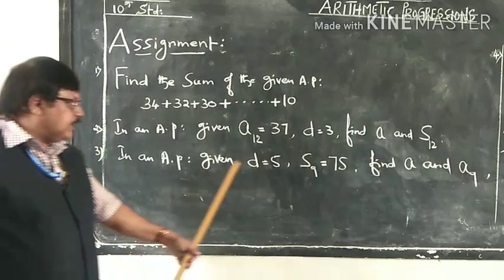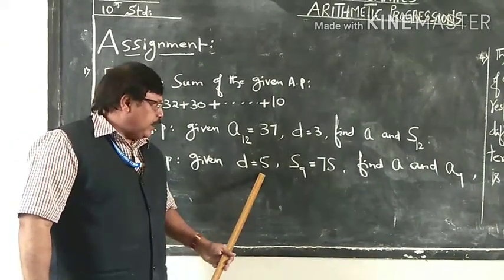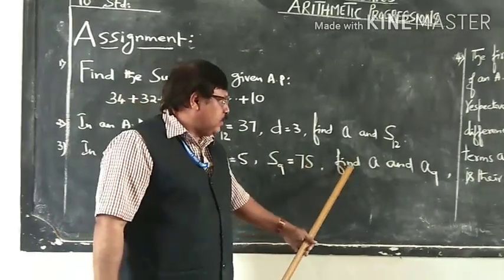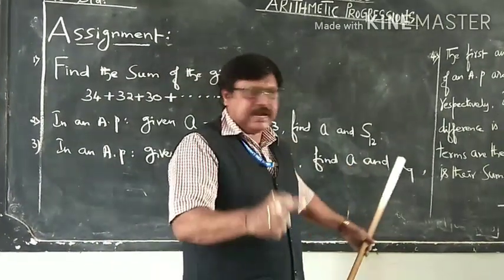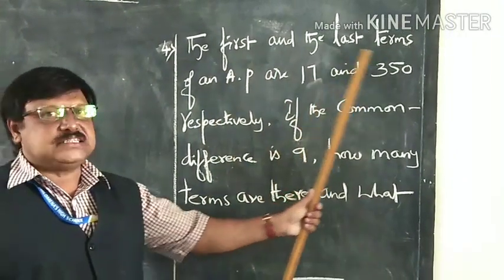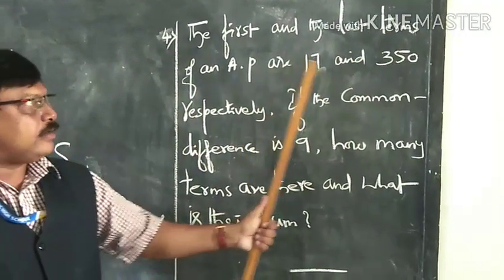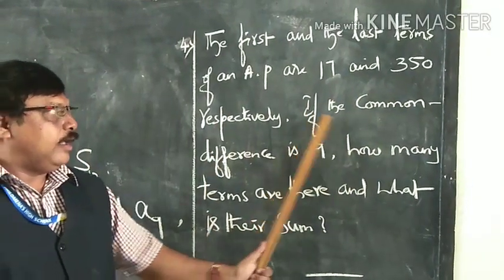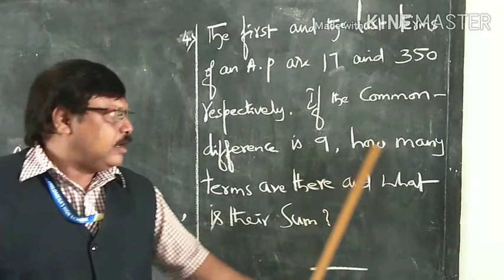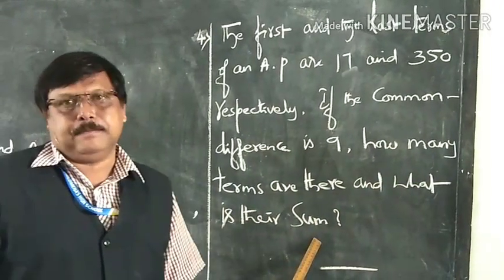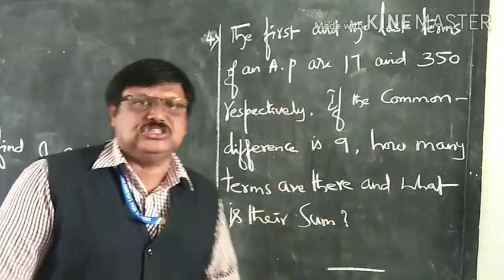In an AP, given the difference is 5 and the 9 term sum is 75, find the first term and the 9th term. The first and the last terms of an AP are 17 and 350 respectively. If the common difference is 9, how many terms are there and what is their sum? These 4 questions you try.